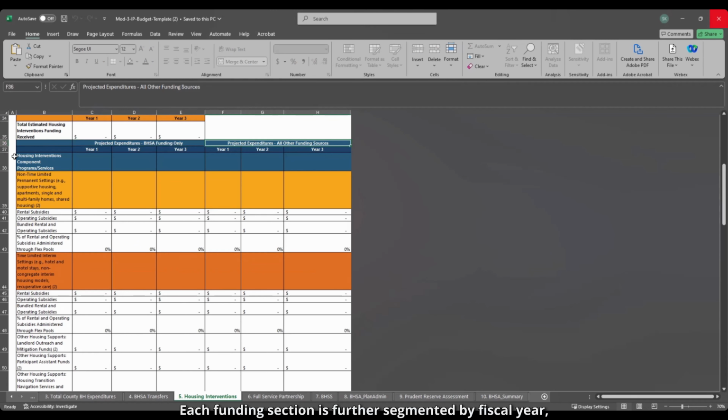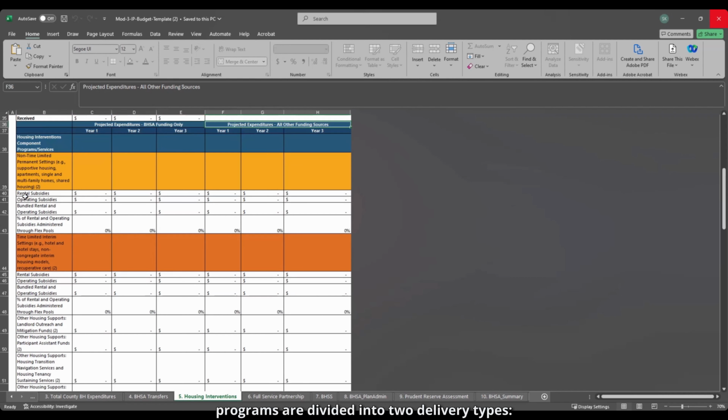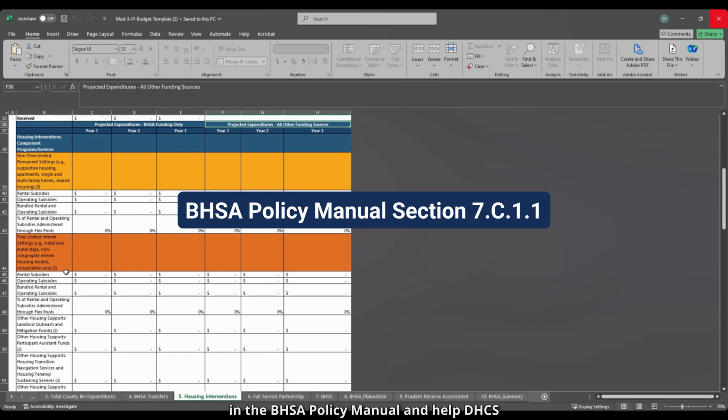Each funding section is further segmented by fiscal year, so you'll be entering Year 1, Year 2, and Year 3 projections separately. This ensures alignment with the 3-year integrated plan cycle. Within each fiscal year, you'll see that services and programs are divided into two delivery types: non-time-limited permanent housing settings, such as permanent supportive housing or long-term rental subsidies, and time-limited interim settings, which could include transitional housing, interim placements, or recuperative care beds. These categories align with the policy outlined in the BHSA Policy Manual and help DHCS understand how counties are balancing long-term housing solutions with short-term supports.